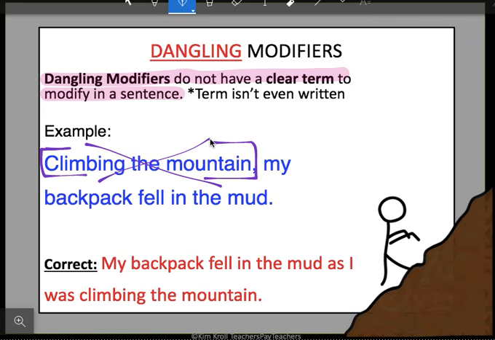We correct this by putting the term into the sentence. So my backpack fell in the mud as I was climbing the mountain. So here's that same modifier, and now it's describing the action that I was doing. So the term is in the sentence, making it correct.